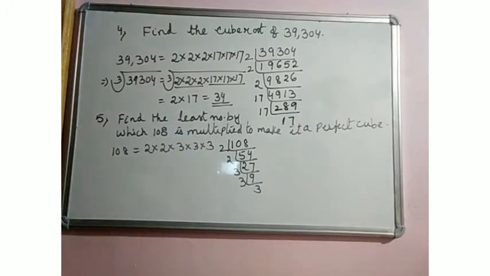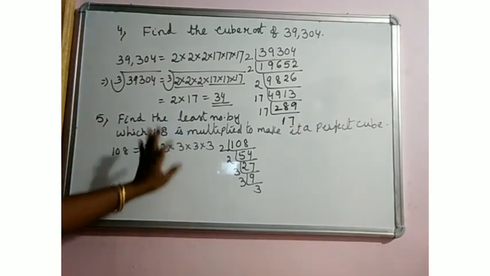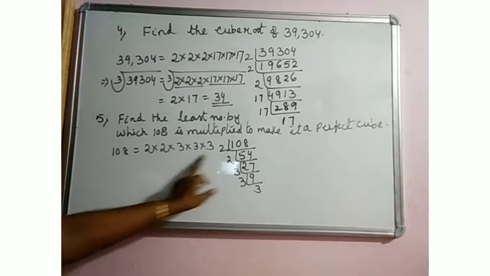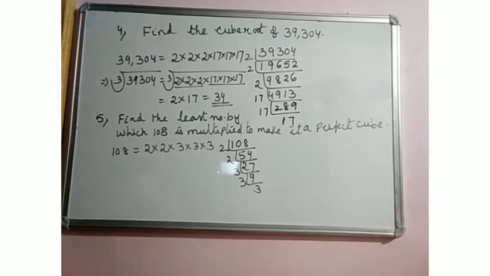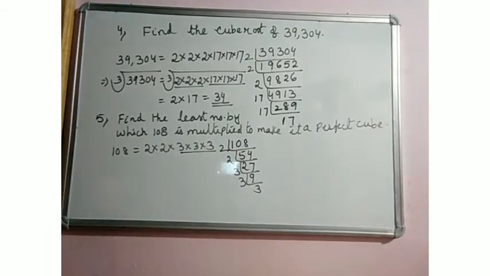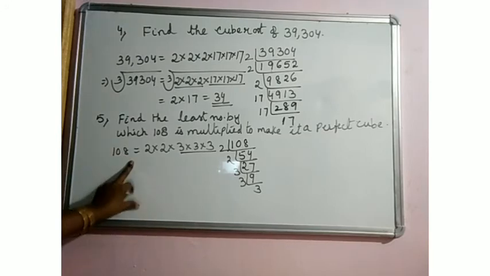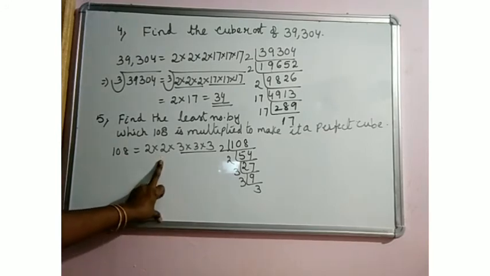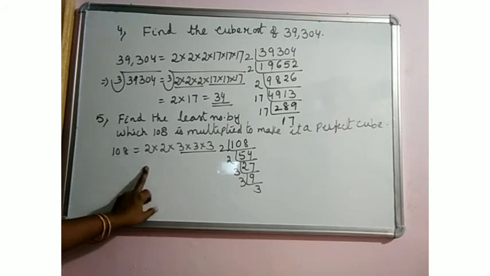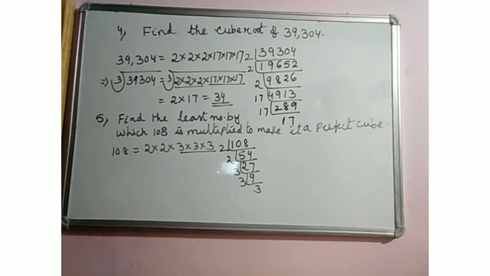Just now I have explained. In order to know whether it's a perfect cube or not, you see whether 3 equal factors are there or not. 3 3's are there, but here only 2 2's are there. In order to make it a perfect cube, we have to multiply this by 2. When you multiply this by 2, you will get 3 2's. Okay? So here one more 2 is needed.